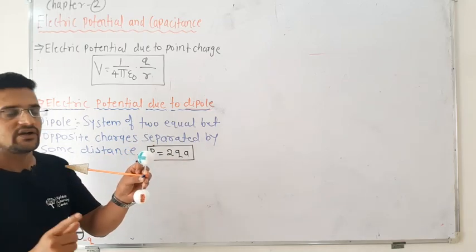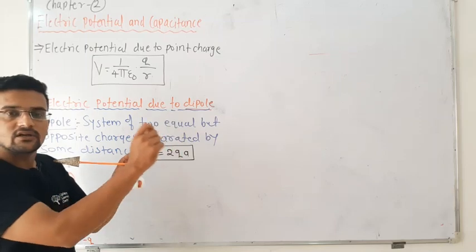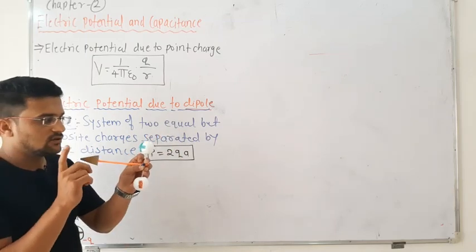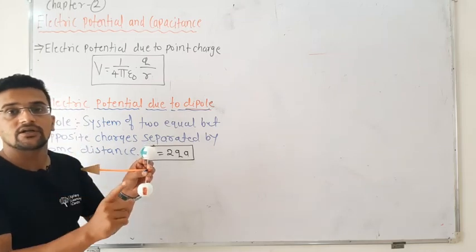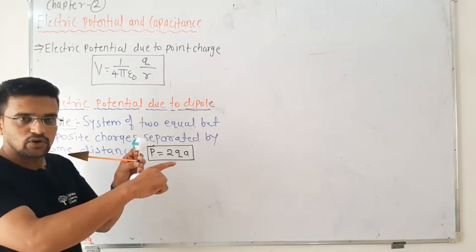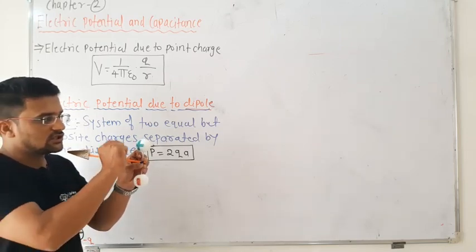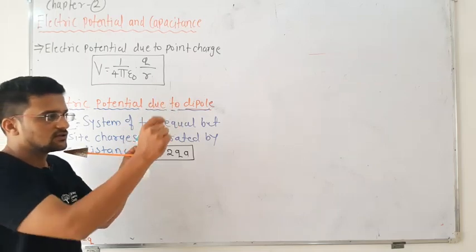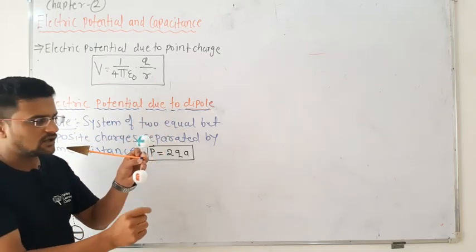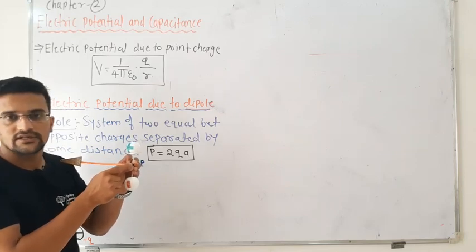Now your job is to find the electric potential at any arbitrary point. I am putting pressure on this word: any arbitrary point, not along the axial point or the equatorial point. You have to find the electric potential due to this dipole at any arbitrary point, at some distance from the center of the dipole.